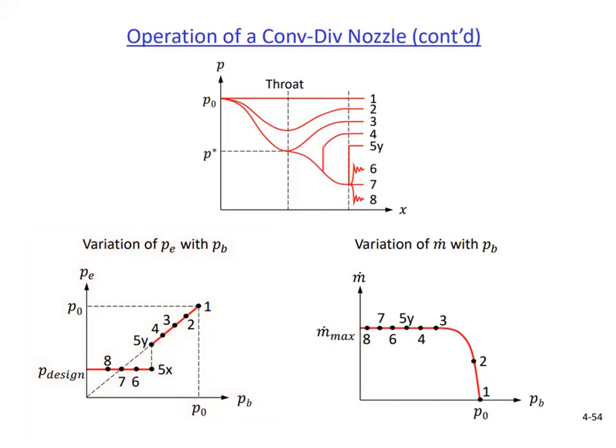At this point, I advise you to pause the video, go back to the beginning of slide 452 and watch the discussion about the converging diverging nozzle again. As always, you are also advised to read these details from your textbook.